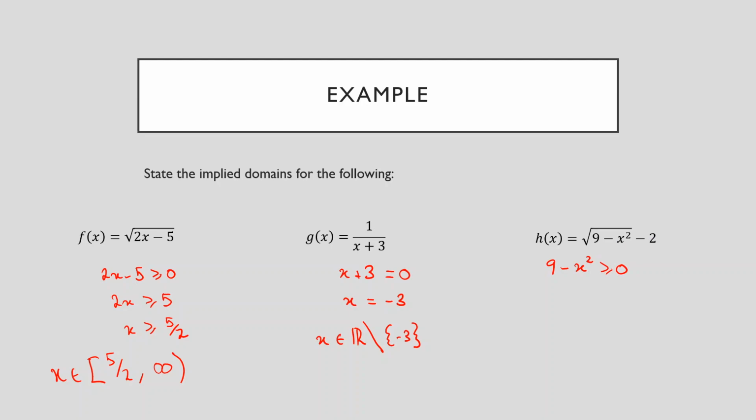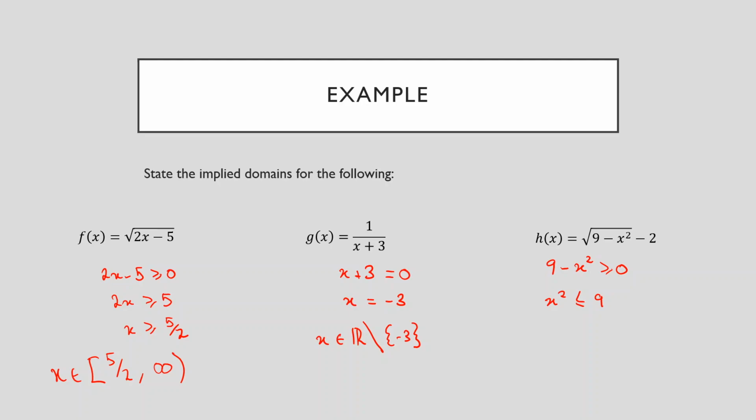So let's rearrange this. We can write it as x squared is greater than or equal to 9. Sorry, apologies, less than or equal to 9. So let's first of all think what number squared would be equal to 9. Can you think of a number squared that would be equal to 9? Well, that's just the number 3. Or is there another number as well? Yes, negative 3 squared will also give you 9.